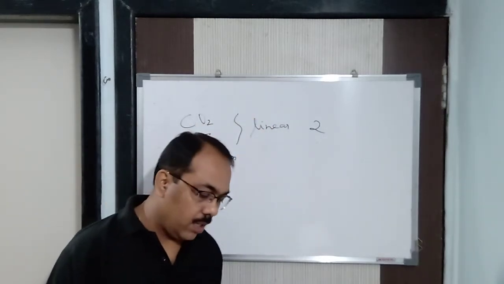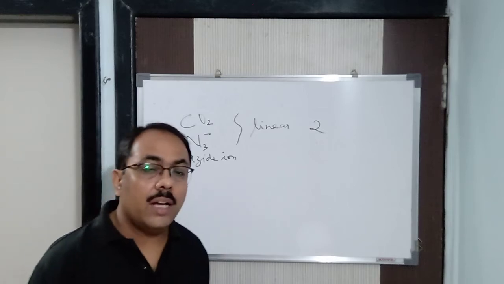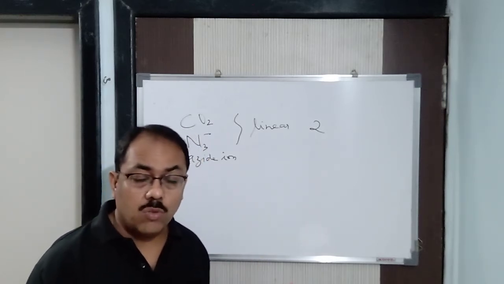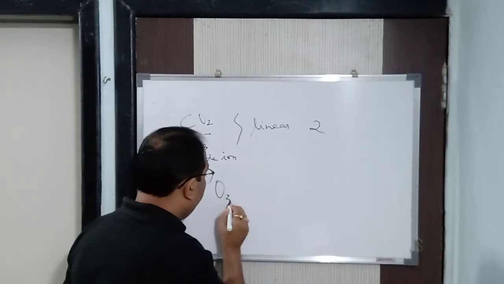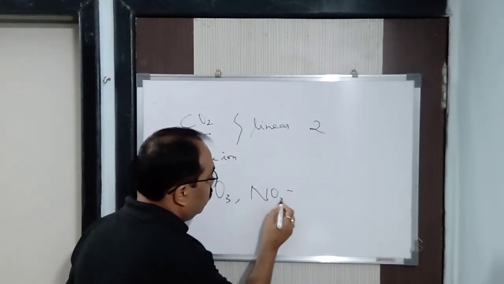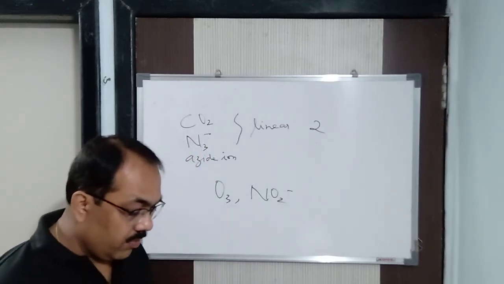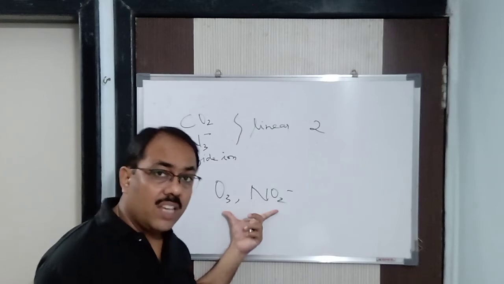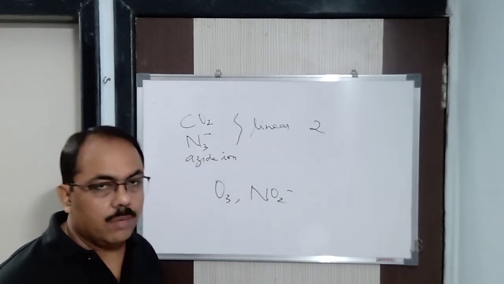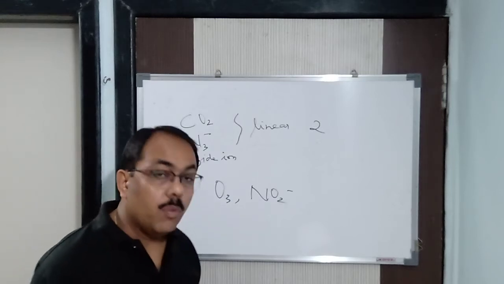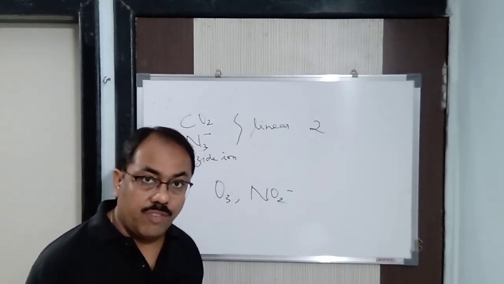Similarly, if you take ozone, O3, and NO2 minus, they have a V shape. You find the number of electrons for these two, that is NO2 minus. So you find that they are isoelectronic species. Got it? They have the same bond order and the same shape. What is the shape? V shaped, and the bond order is 1.5.